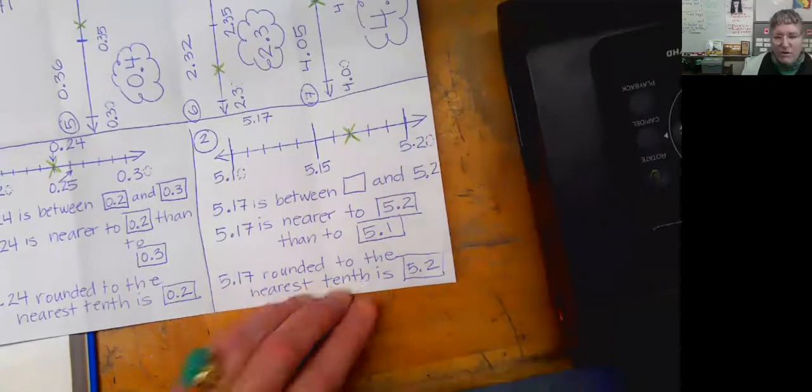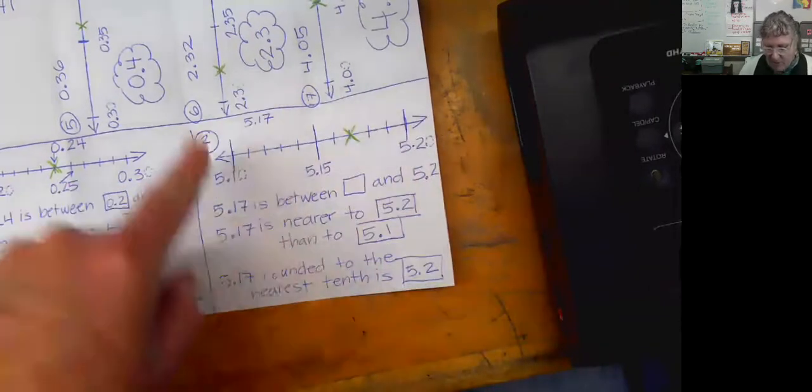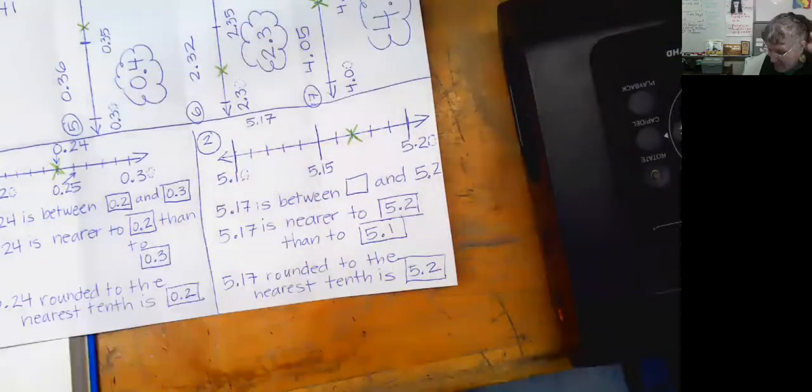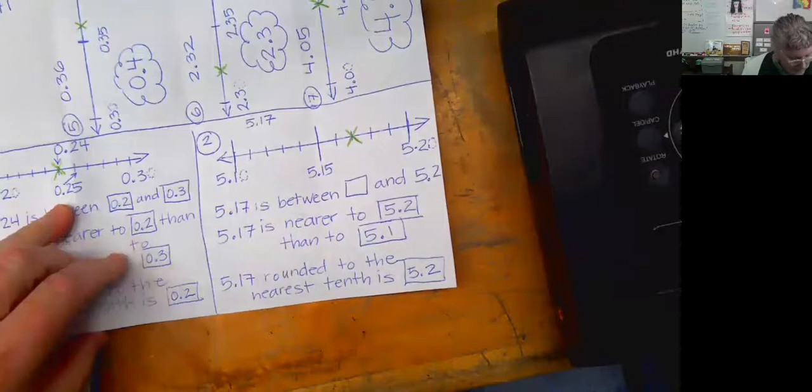So we're just sort of learning how to think logically, right? We're using the number line as a springboard to see which tenth the number that's in hundredths is closer to. Okay. All right.